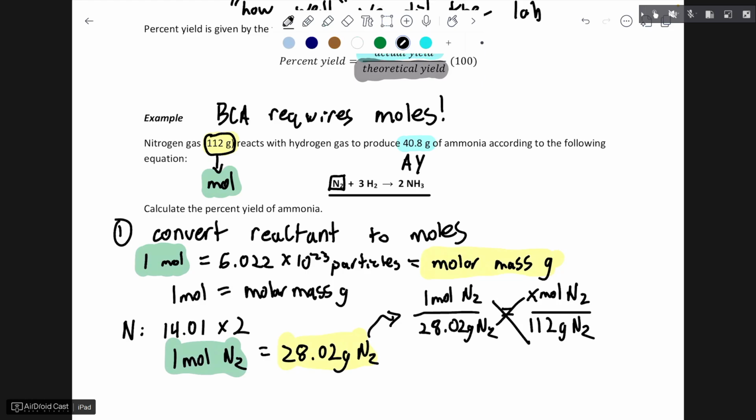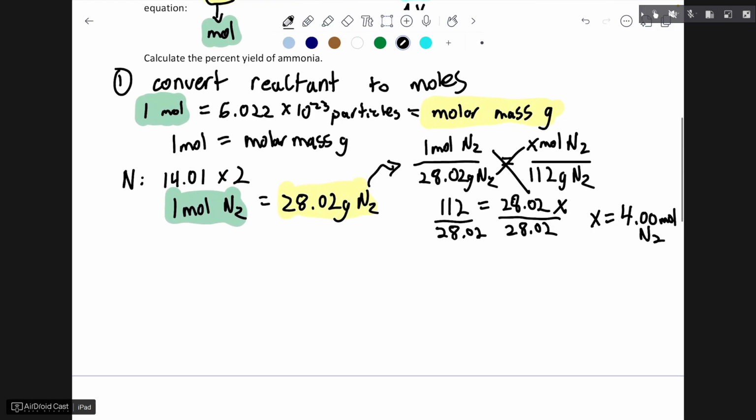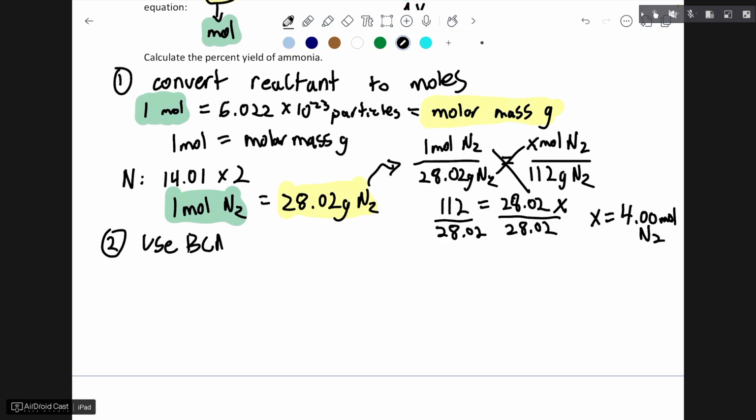From here, I need to cross multiply, so I get 112 times 1, which is just 112, equals 28.02 times x. So in order to get x by itself, I need to divide both sides by 28.02. And if I do that, I'm going to round to 3 sig figs. I get 4.00 moles of N2. So that's just my first step. In my second step, I'm going to use a BCA table to find my theoretical yield.